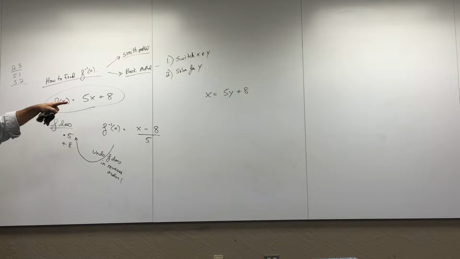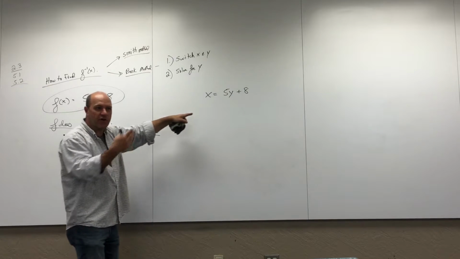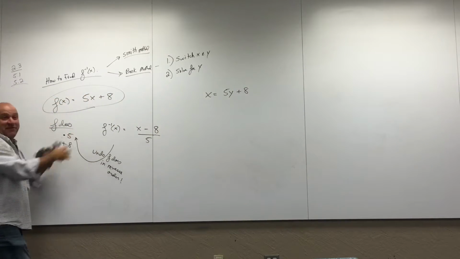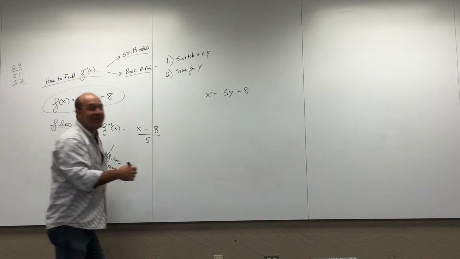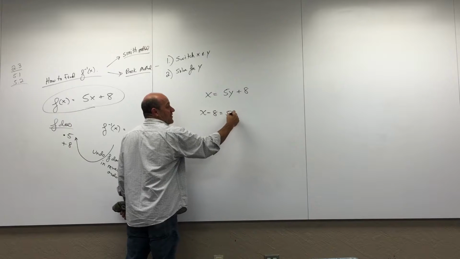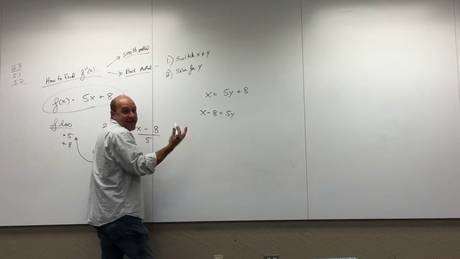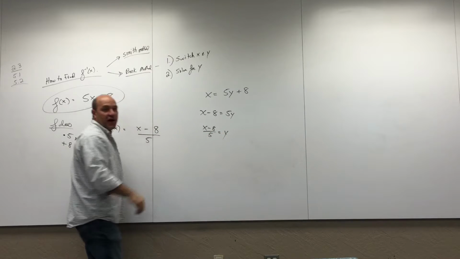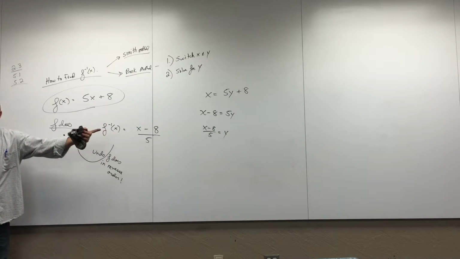Step 2, solve for y. And if you solve for y, you're going to do algebra, and you're going to do the algebra that the Smith method told you to do. You're going to subtract 8, and you're going to divide by 5. I mean, it's cool. It works. It's awesome. The book method works.